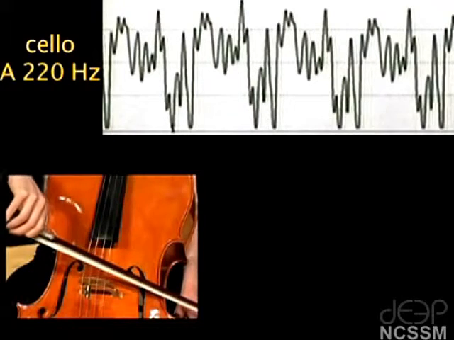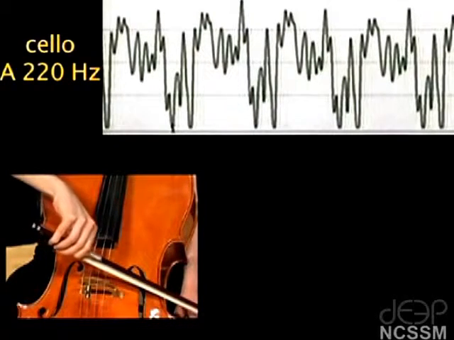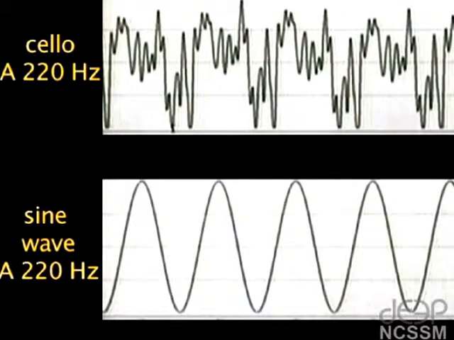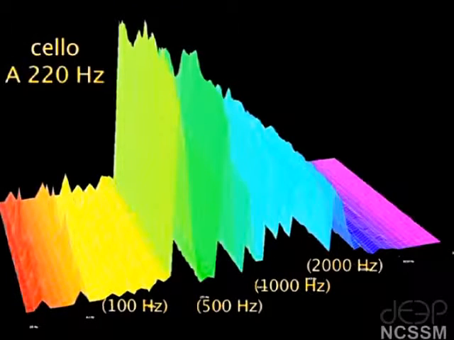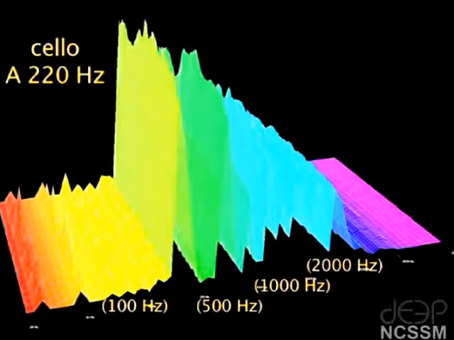Notice that the wave has many more angles and changes than the sine wave. We can see the big portion of the wave moving is at 220, but there are many other changes. What do these represent? Let's take a look at the cello's wave in 3D.